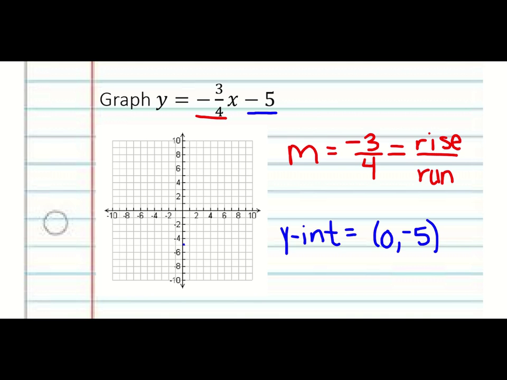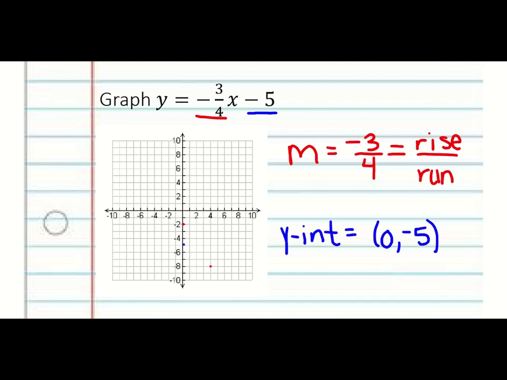I then like to count the opposite direction, just so I have 3 points so I can clearly see my line. Since we just went down and right, we need to go the opposite directions and go up and left. So again, starting from the y-intercept, this time we're going to go up 3, because last time we went down.